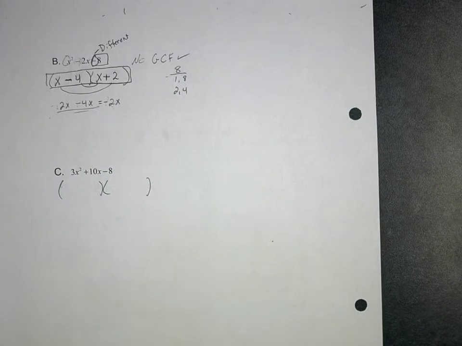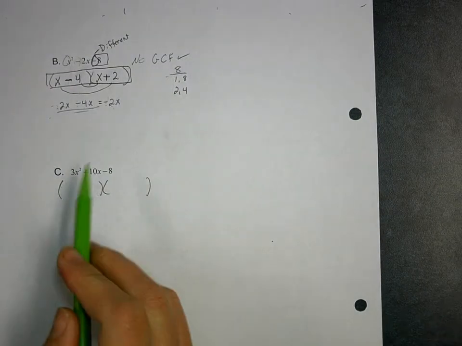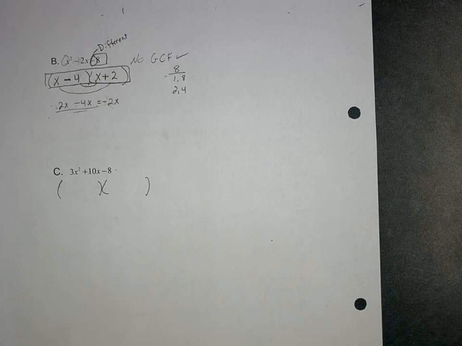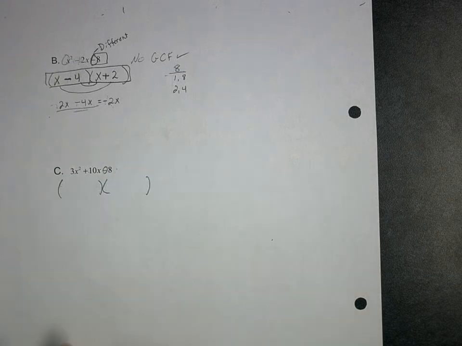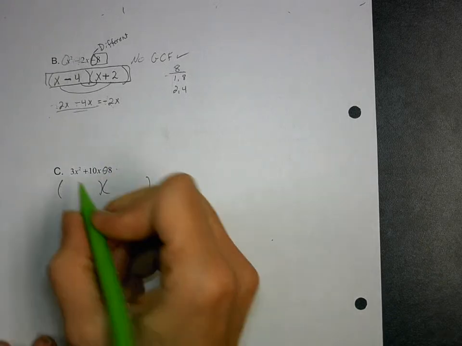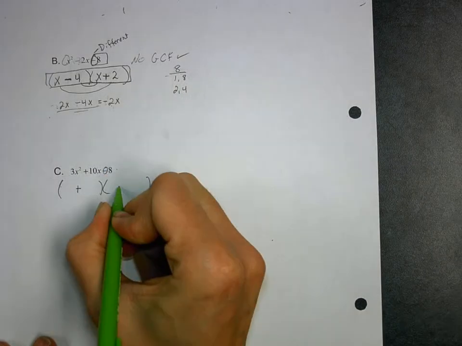First, I look for greatest common factor. No single number or single variable can come out of all 3 spots. So with that, I now skip to my signs. It is a negative at the end, so that's different signs. So I'm going to go plus, minus.